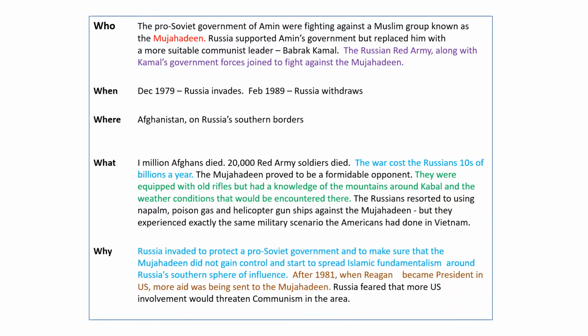Why did this happen? So Russia invaded to protect a pro-Soviet government, to make sure that the Mujahideen did not take control and start to spread Islamic fundamentalism around Russia's southern sphere of influence. Now, after 1981, when Reagan became president in the USA, more aid was being sent to the Mujahideen, and Russia feared that the more the US would get involved, the more this would threaten communism in that area.